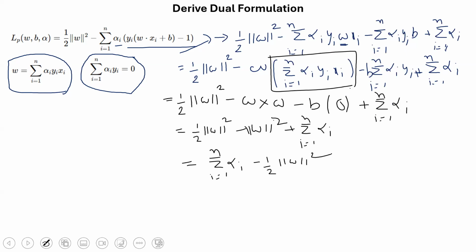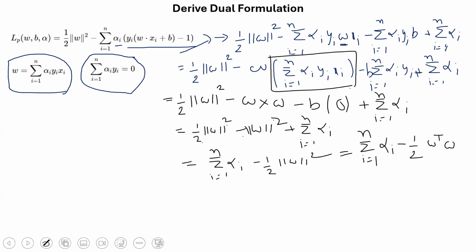Have you understood this? Okay. 1 by 2 W square minus W square will become half W square. So this is nothing but sigma i = 1 to n alpha i minus 1 by 2 W square. W square can be written as W transpose W, right? W square is nothing but W transpose into W, in matrix notation. Now I'm converting this down to this way.